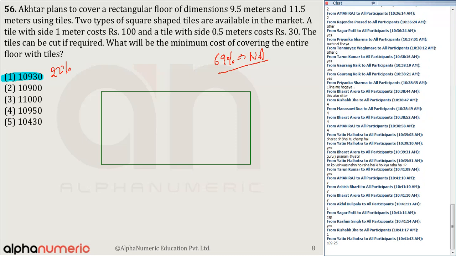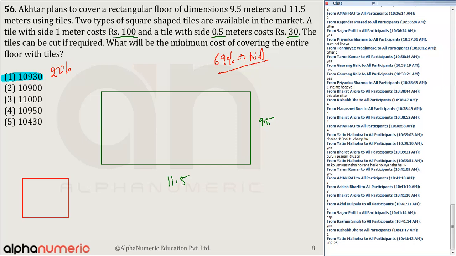Aspirants plan to cover a rectangular floor of dimensions 9.5 and 11.5 meters using tiles. So the dimensions are nothing but 9.5 and 11.5. Two types of square tiles are available in the market. A tile with side 1 meter that costs rupees 100, and a tile with side 0.5 meter that costs rupees 30.